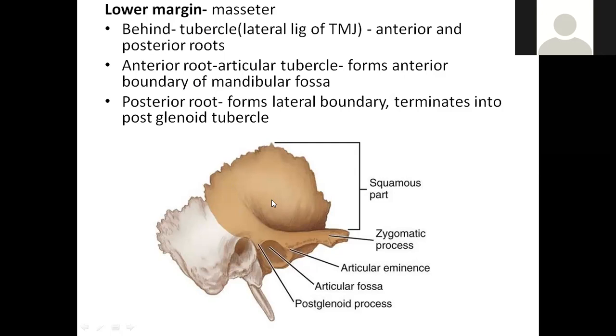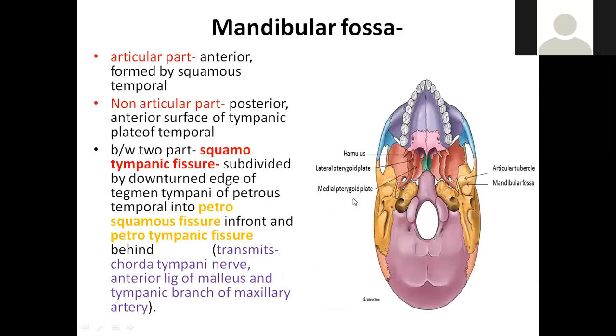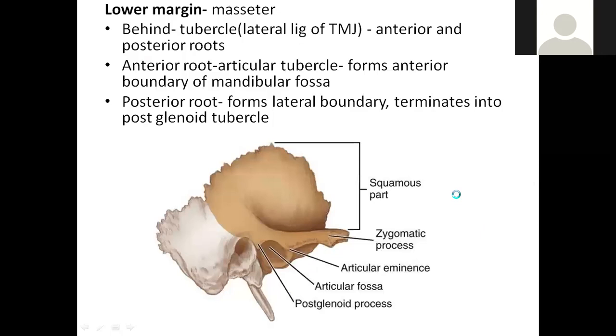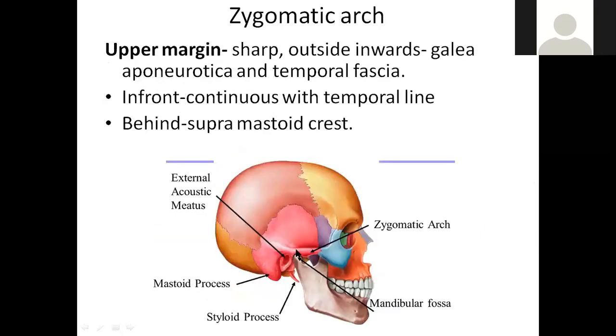All these things now you don't require. You will get confused. Now this is the basal view of the skull bone. In the basal view, you will see the mandibular fossa. Obviously, mandibular fossa will be here. This is the place where the head of the mandible comes and articulates in the mandibular fossa of the temporal bone.